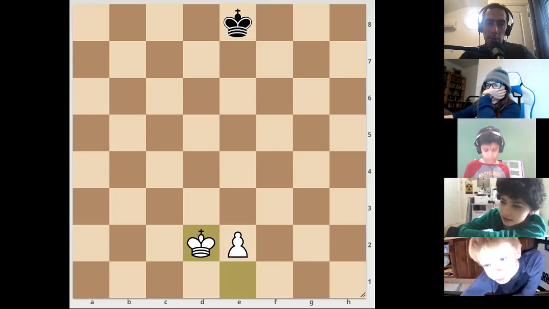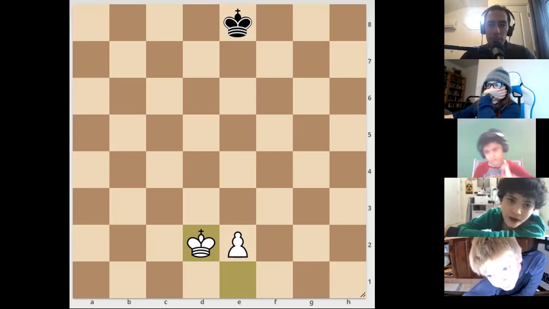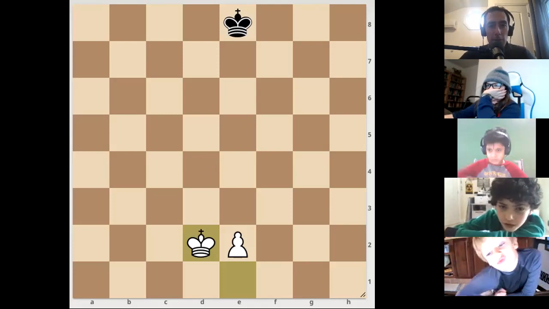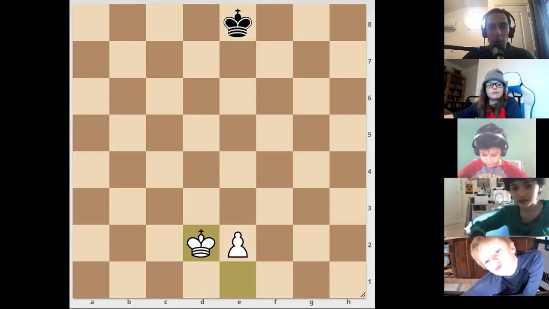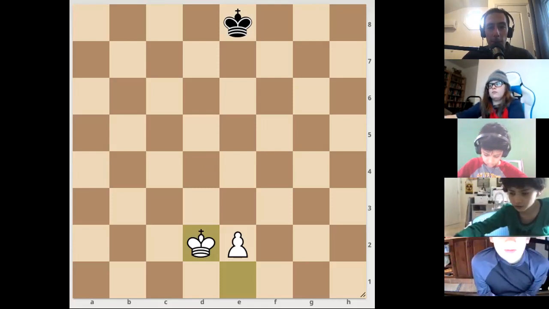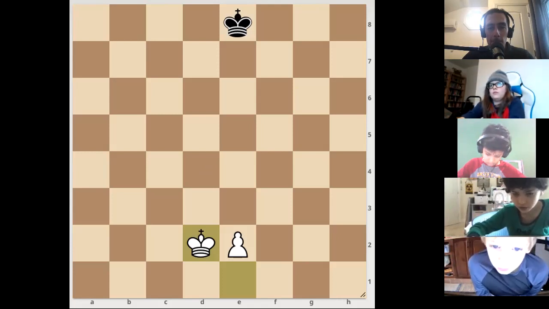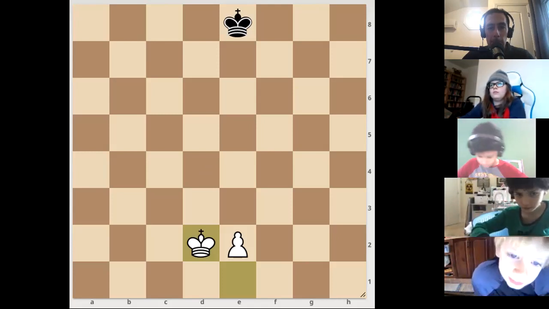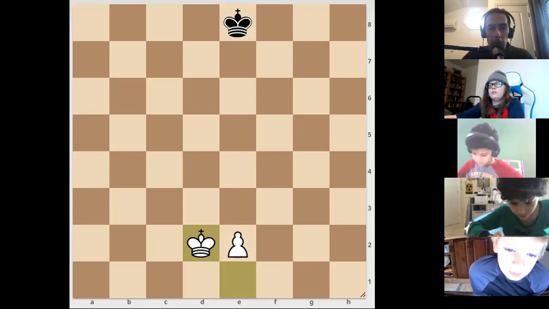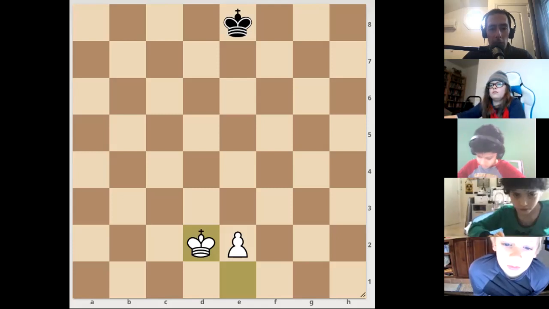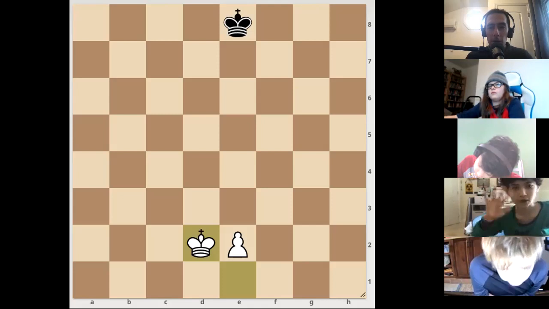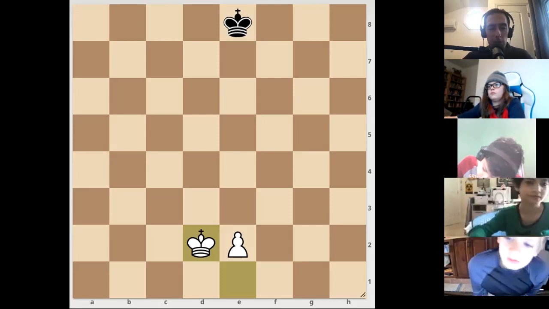Opposition means that the two kings are on the same file. Okay, that's one idea, but not specific enough. The two kings are like next to each other, like on the same rank or file, and they are next to each other. And it's either odd or even. Okay, so that's one definition.